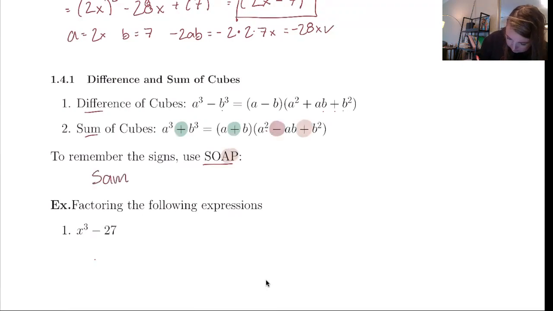Let me do that in the colors I wrote it in. Same. Opposite.